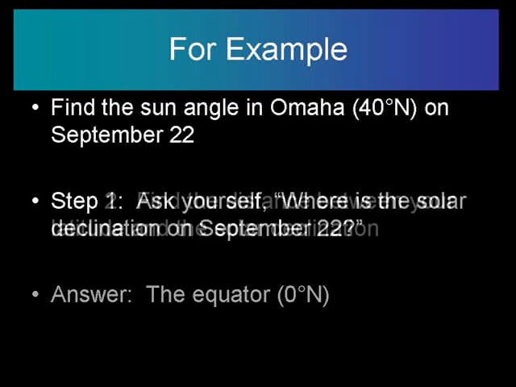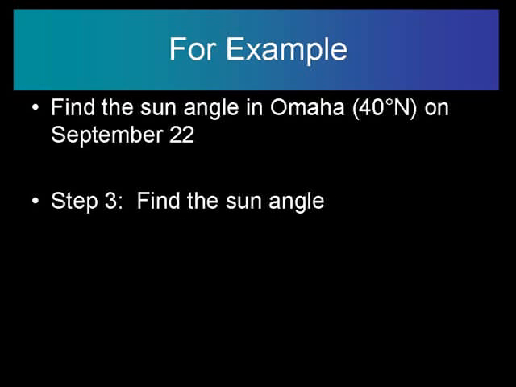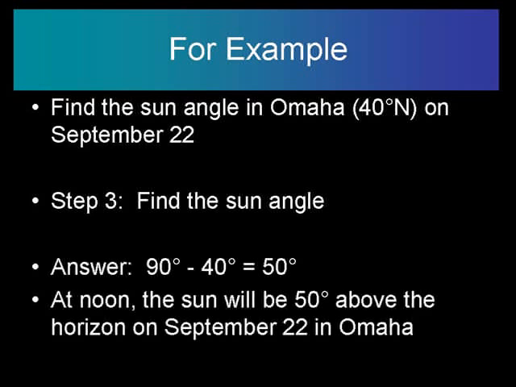Step 2, find the distance between your latitude and the solar declination. The solar declination is at the equator, and Omaha is at 40 degrees north. So the distance between Omaha and the equator is 40 degrees. Finally, Step 3, find the sun angle. Remember, it was 90 degrees minus that distance that we just computed in Step 2. 90 minus 40 is 50 degrees. Therefore, on September 22nd, at noon, the sun will be 50 degrees above the horizon in Omaha.